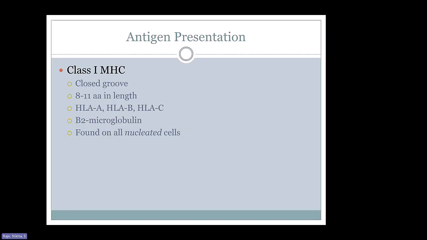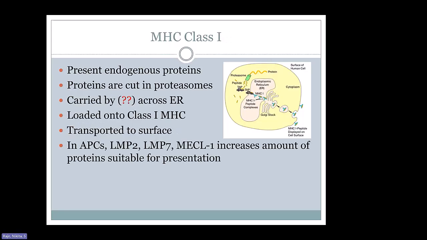Class 1 MHC, it has a closed groove. Remember, we talked about this. It has a closed groove because it has that structure of beta 2 microglobulin chain binding to one heavy chain. And so that forms that closed groove where an 11 amino acid long peptide can stay. Class 1 MHC is different types, HLA type A, type B, type C, HLA A, B, C. And then it has that chain, beta 2 microglobulin. Class 1 MHC is found on all nucleated human cells.